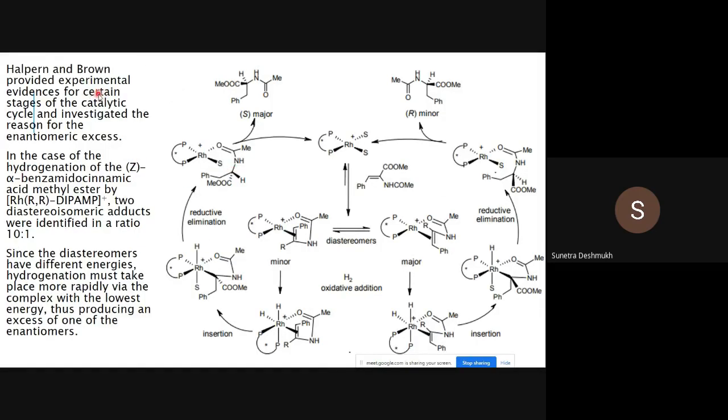Again, Halpern and Brown provided experimental evidence for certain stages of the catalytic cycle and investigated the reason for the enantiomeric excess. In the hydrogenation of Z alpha-benzamidocinnamic acid methyl ester by a rhodium-based DIPAMP catalyst, two diastereomeric adducts were identified in the ratio of 10:1. One is major, S is major, R is minor. Since the diastereomers have different energies, hydrogenation must take place more rapidly via the complex with the lowest energy, thus producing an excess of one of the enantiomers. So this is the answer for why we get one as major and one as minor.